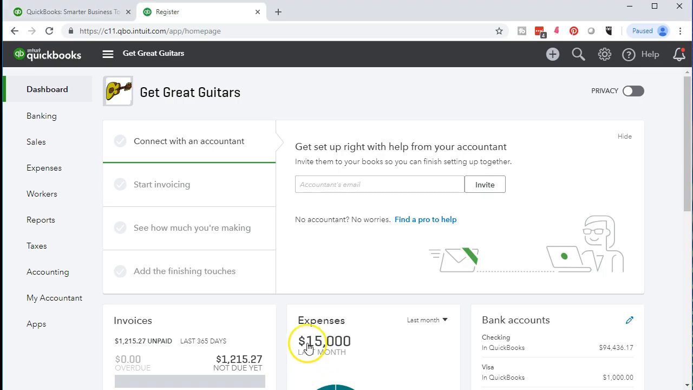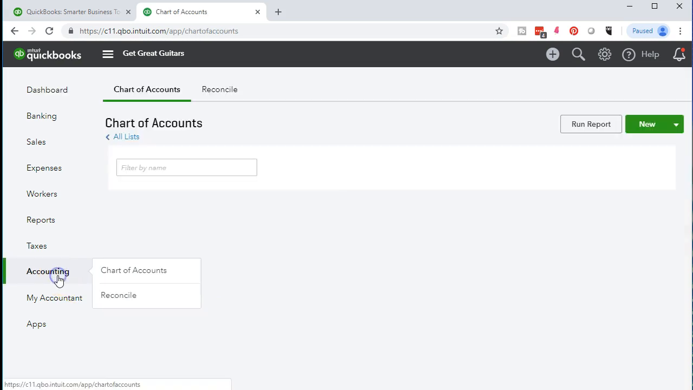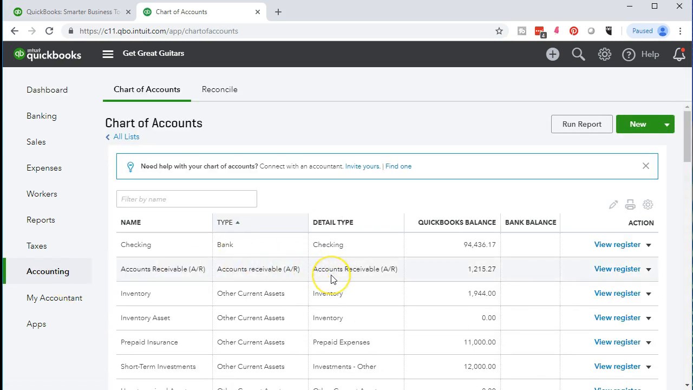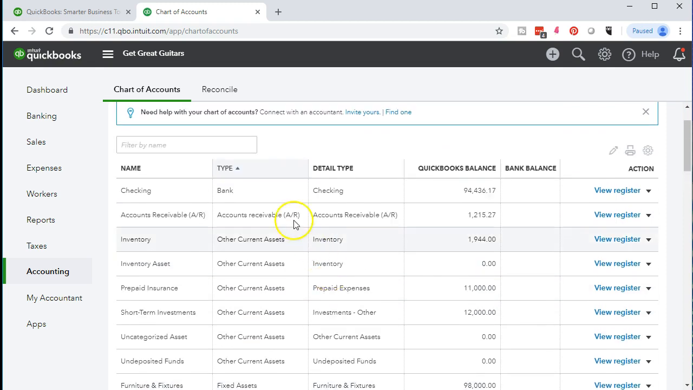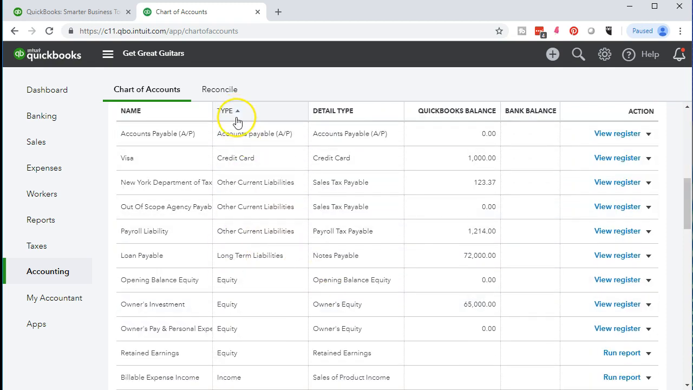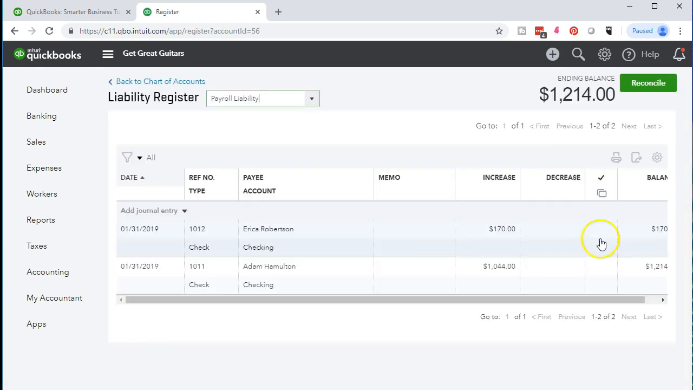So we'll go back up top. We're going to go to the accounting on the left side, and we want to find that register for the account we just set up. It's a liability account. We're in order by account type, and we're looking for the payroll liability account. So this is the one we want. We're going to go to the register on the right. So here we have a register, but this is a register specific to this liability account. We're going to add a new transaction, which will be a journal entry.